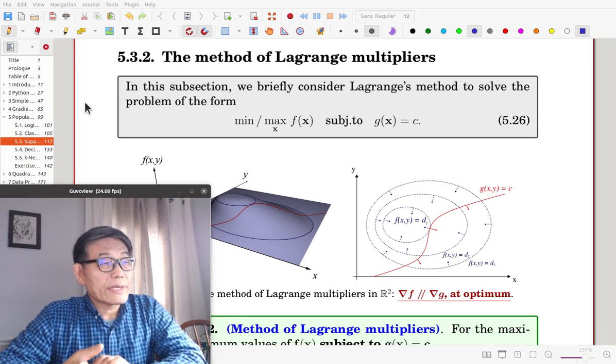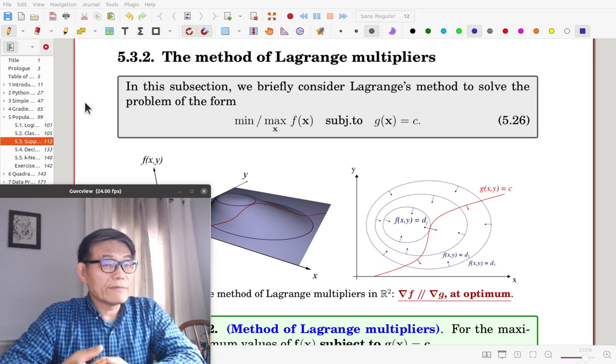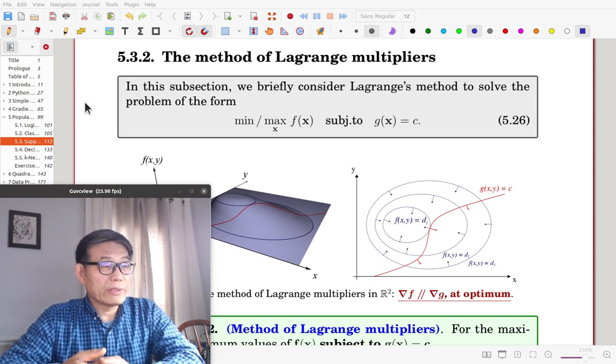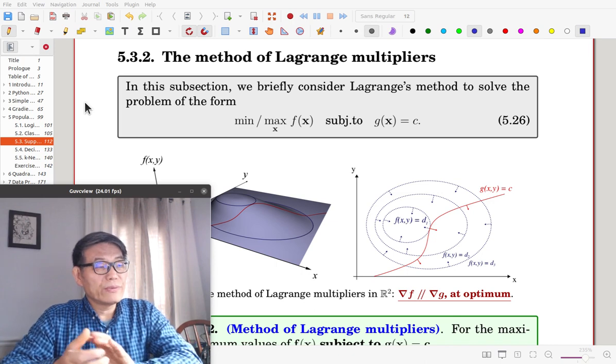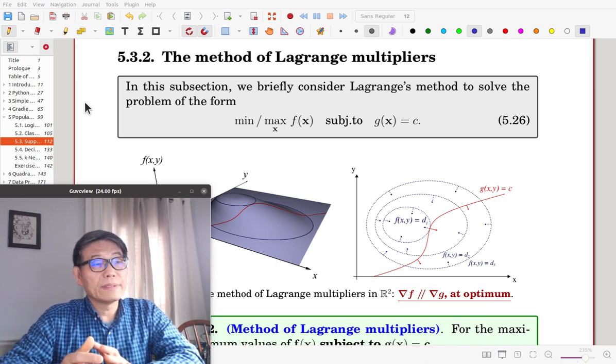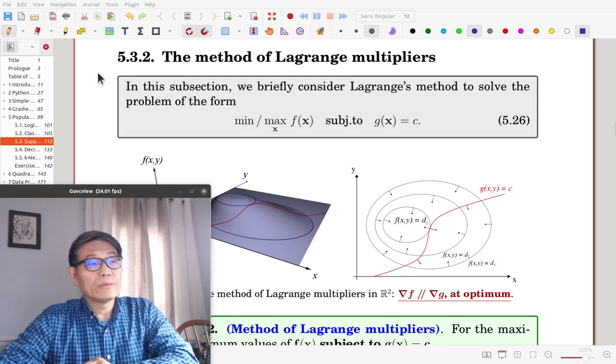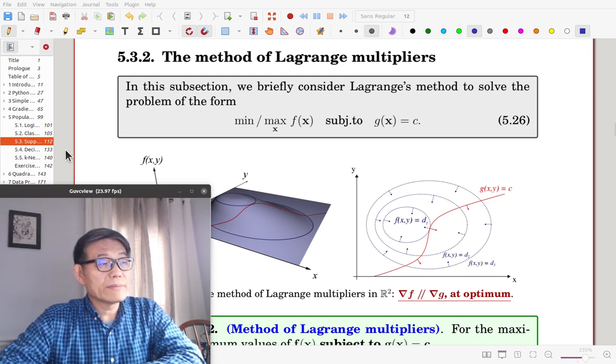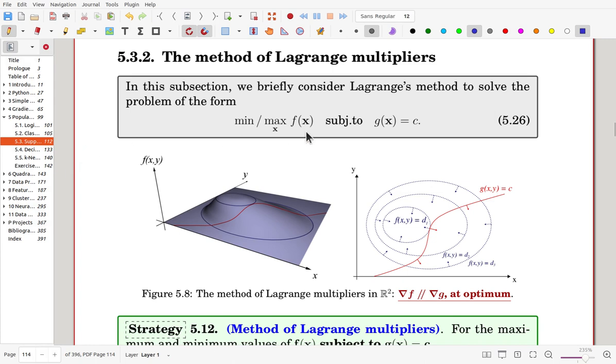It is the second part of section 5.3, the method of Lagrange multipliers. To understand the method, let's begin with a very simple example. We try to maximize or minimize a function defined on two-dimensional space, subject to an equality constraint.